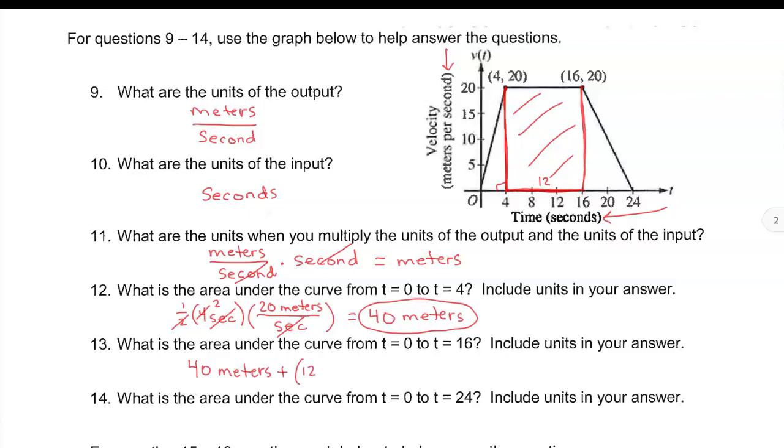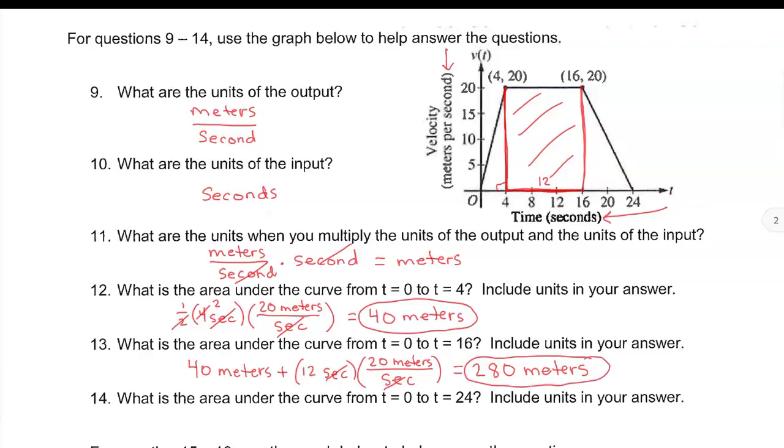Put the unit there, and then the height is 20, and we're going to write the units as meters per second. 20 meters per second. The seconds will cancel. I will have to do 12 times 20, which is 240. So 240 and 40 is 280, and the unit is meters. The object has traveled much further in that time. So the greater the area, the further the distance.